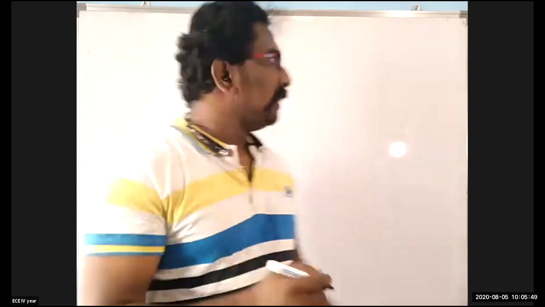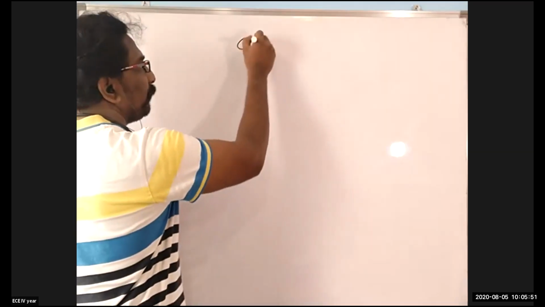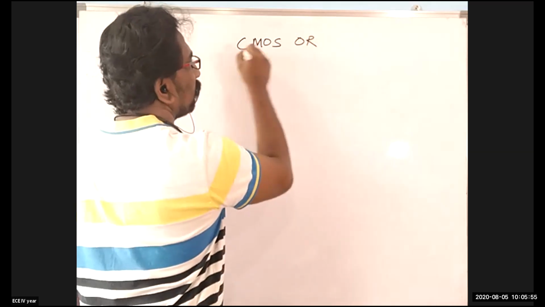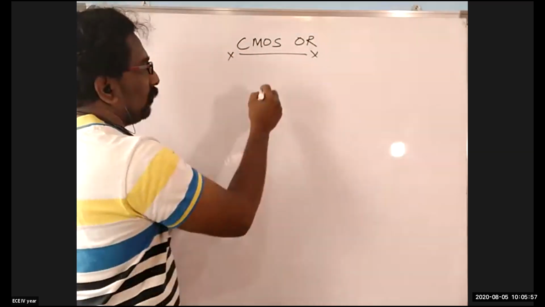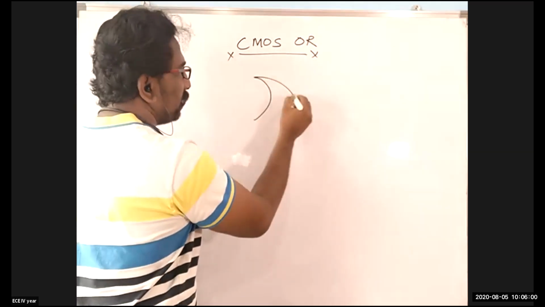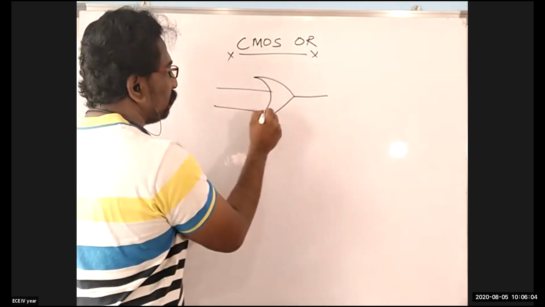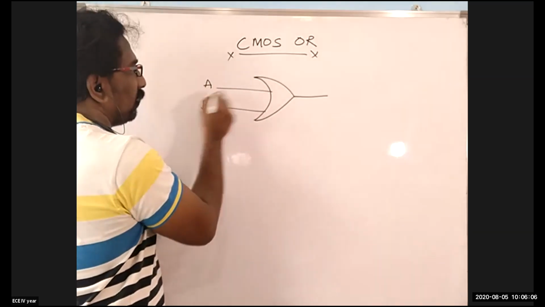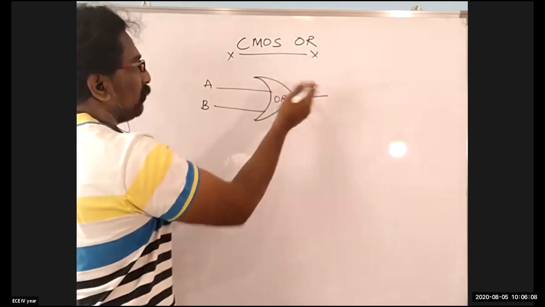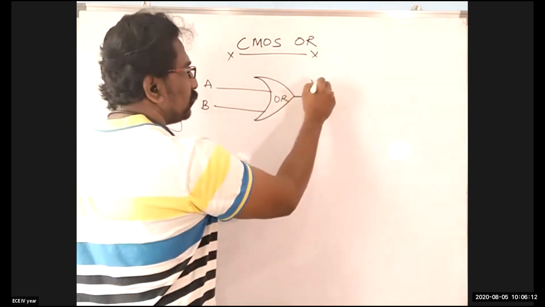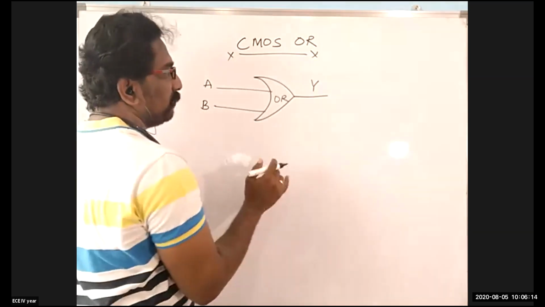Firstly, we know what is meant by the logic OR gate or logic NOR gate. If I draw this logic OR gate, we know that the OR gate operation is nothing else but A plus B. If there are two inputs, A and B, it's a two-input and one-output logic gate.